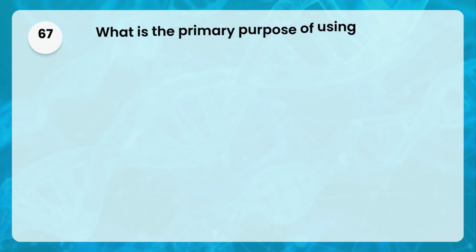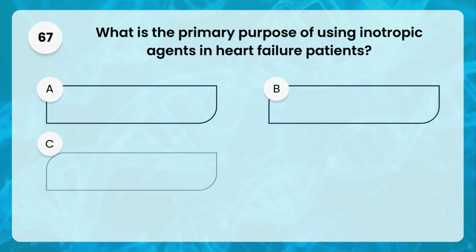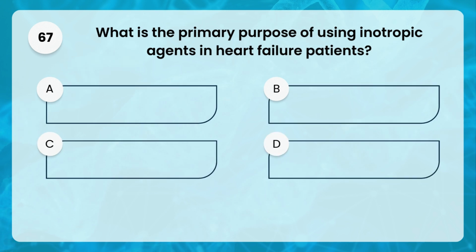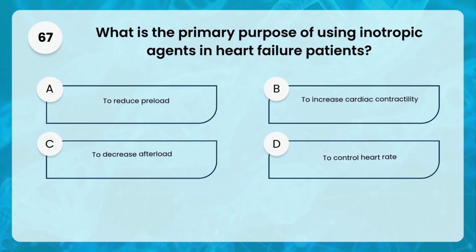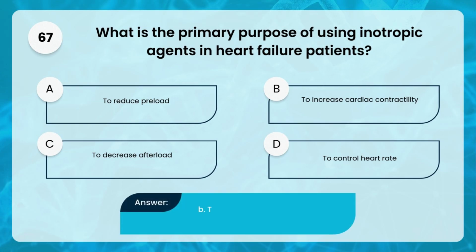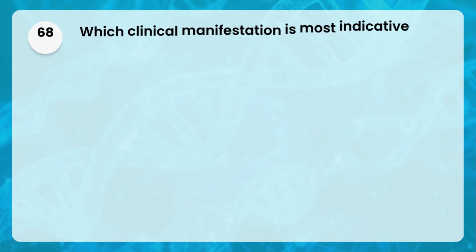Number 67. What is the primary purpose of using inotropic agents in heart failure patients? A. To reduce preload. B. To increase cardiac contractility. C. To decrease afterload. Or D. To control heart rate. The answer is B. To increase cardiac contractility.